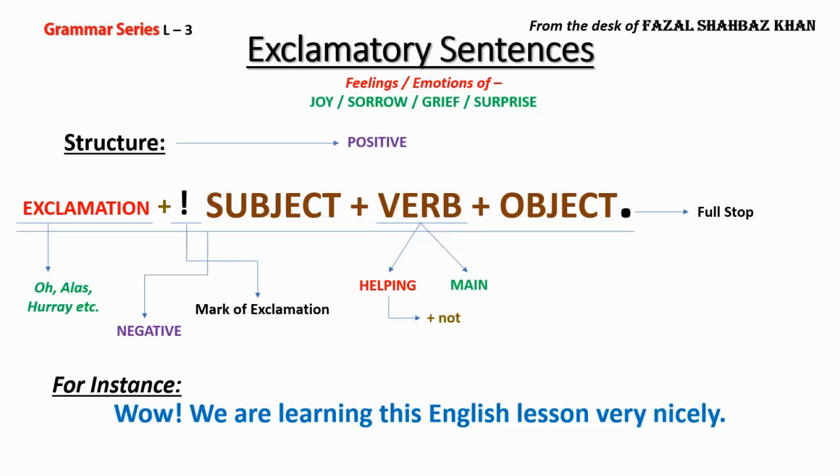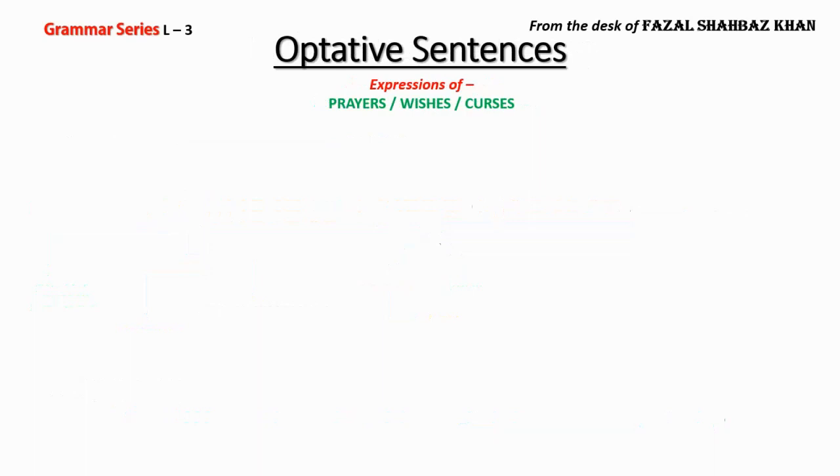Hope this gets clarified. Moving down to the last section, optative. Now, optative is a type of sentence that structurally sometimes looks like the type of interrogative, but that's not interrogative, to say the truth. These are the expressions which talk about prayers, wishes, and curses. For example, let's talk about its structure on the screen.